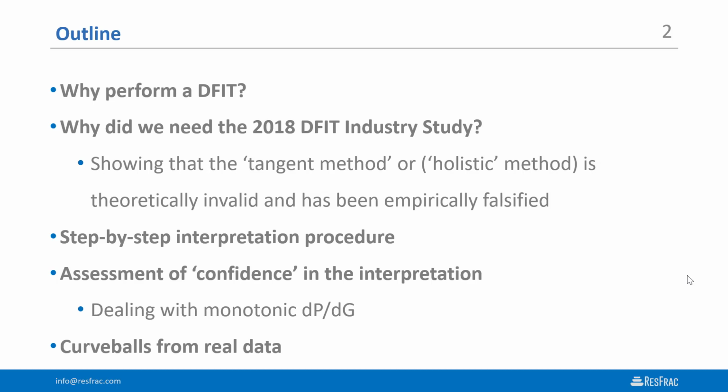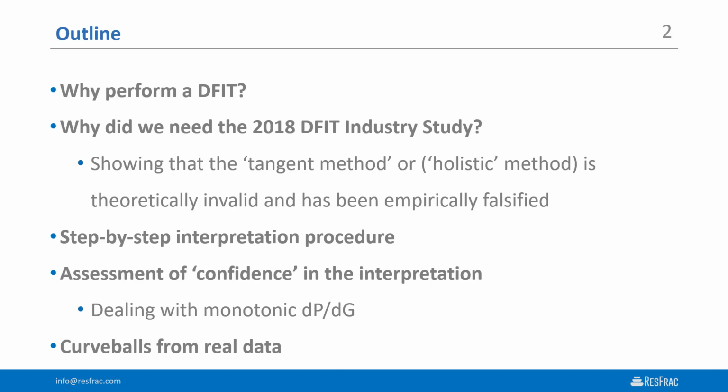and I'm going to go through the method that we developed in that paper in this presentation, but also, very importantly, I'm going to discuss problems with a very widespread DFIT interpretation technique called the tangent method or holistic method. This is widely used, but it's turned out to be a very entrenched concept, and so it requires quite a bit of time to deconstruct it and explain why we shouldn't use it, what the problems are, so that we can move forward, which is the second half of this presentation.